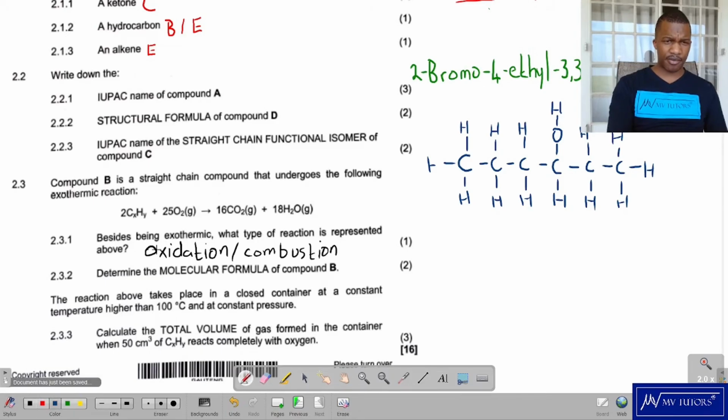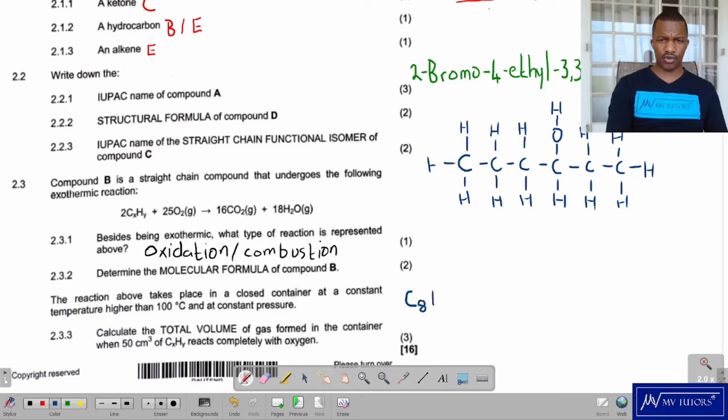Now, determine the molecular formula of compound B. Alright, let's see what's happening with compound B. So compound B is this one. It's got an X and a Y there. So we have to balance it up. So let's start with the C. Okay, so what number are we going to put down there? This side we'll look at the other side. How many C atoms do we have? We have 16. So currently we have 2, and then to get to 16 we need to multiply it by 8. So we'll put 8 down here like that.